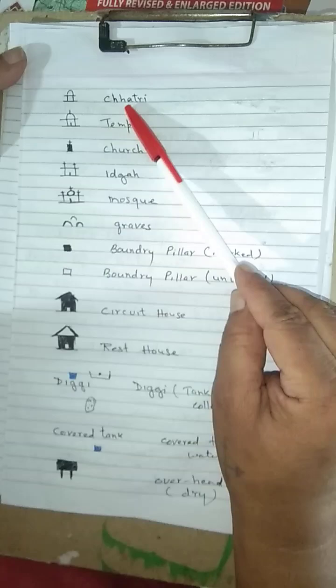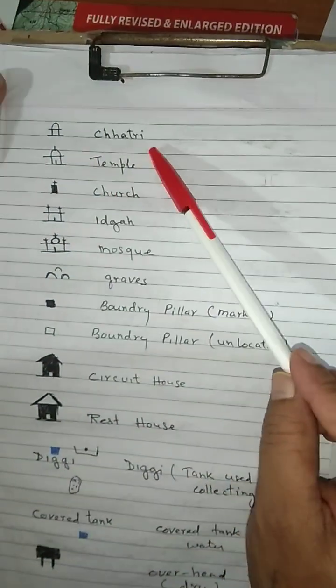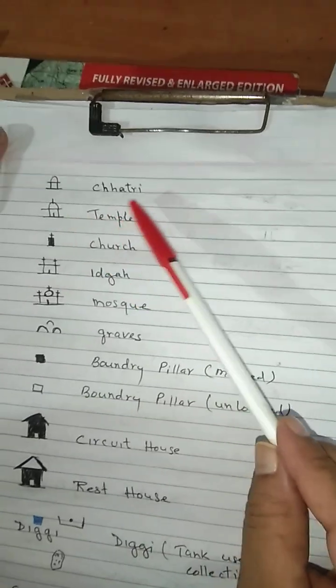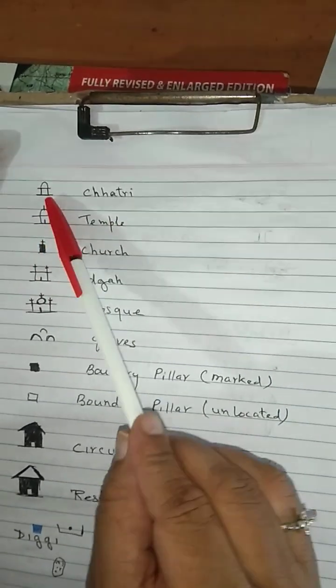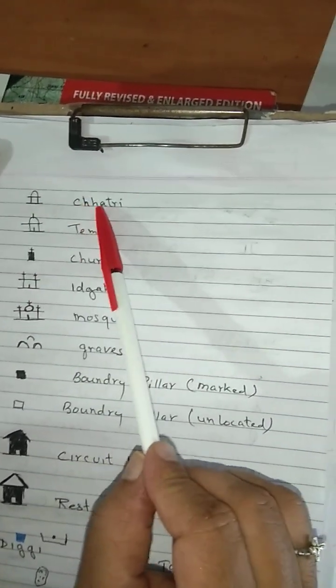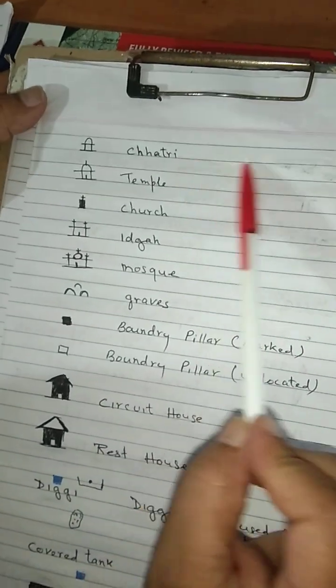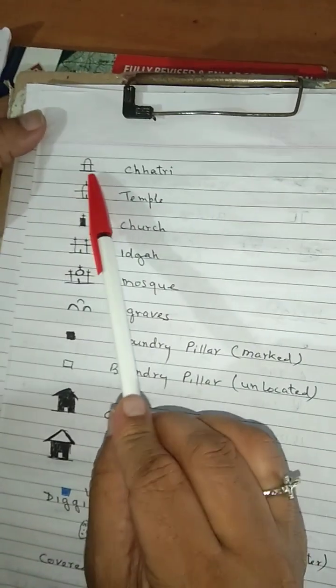This is a chhatri. It is called a chhatri because it has only a chat. It does not have any wall. It has just a roof and it is supported on pillars. So it is called a chhatri. The chhatri was used by Raja Maharajas when they used to sit down and watch a match of polo or horse riding or something. So that is a chhatri.